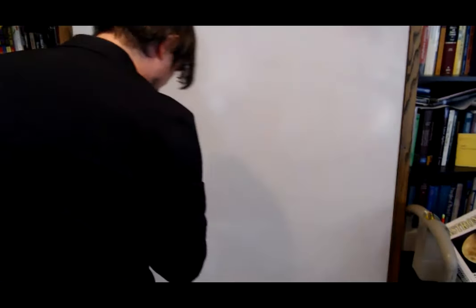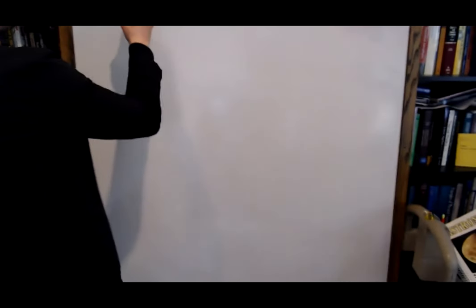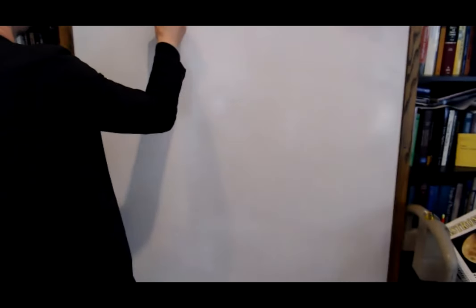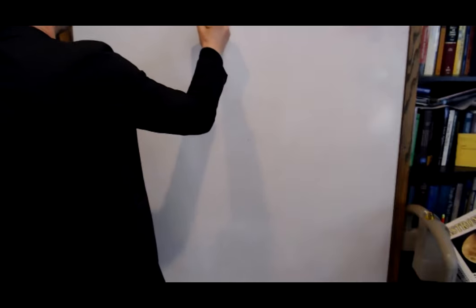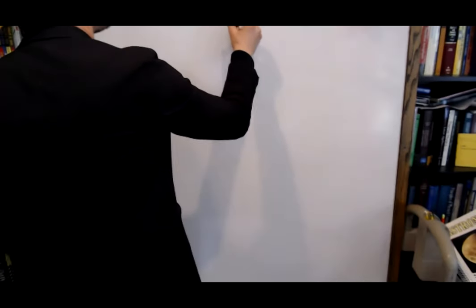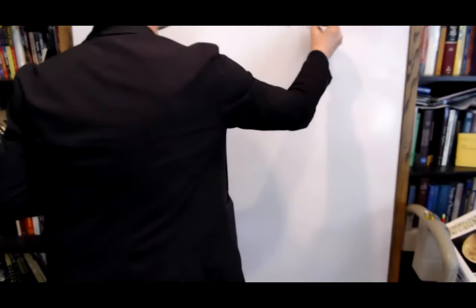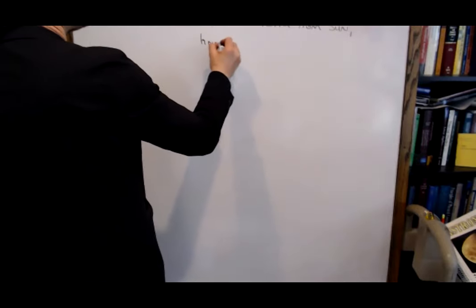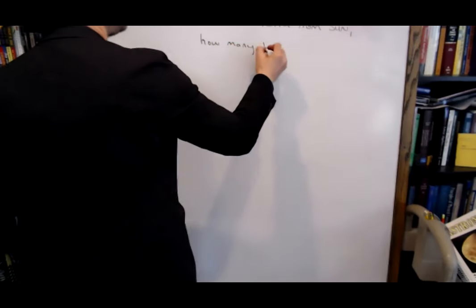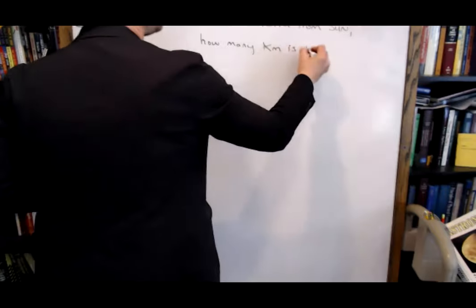Let's try a little simple sample problem together, okay? So here's a question. If Pluto's average distance is 40 AU from the Sun, the question I want to know is, how many kilometers is that?